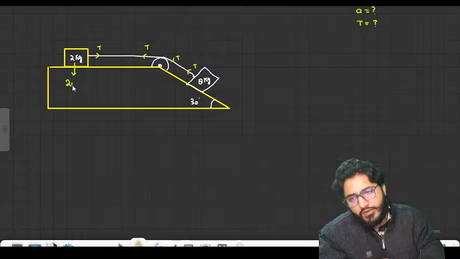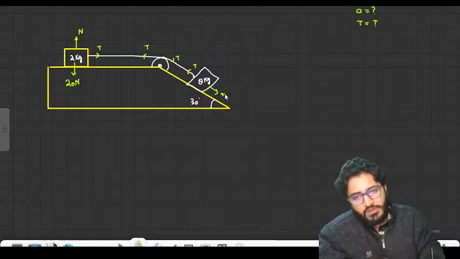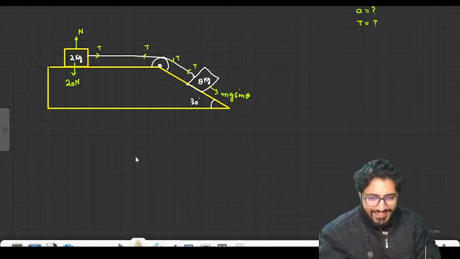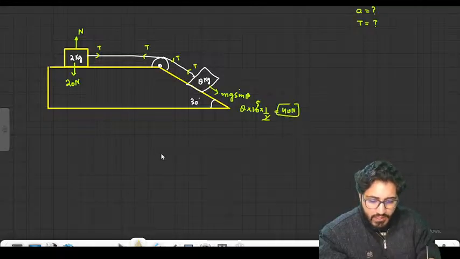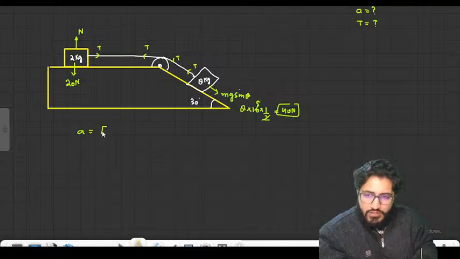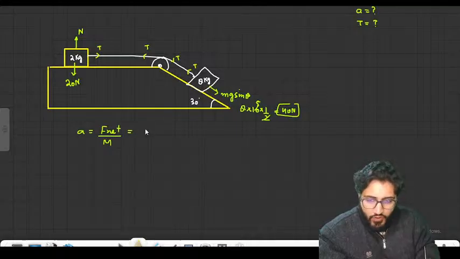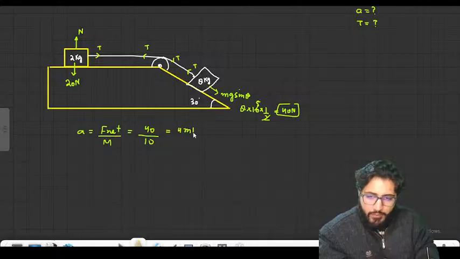FBD. 20 Newton downwards. There will be normal, no issue. This one will be mg sine theta only. Done now. M is 8, g is 10, sine 30 is 1 by 2. 2 1s are 2, 2 5s are 10, 8 5s are 40, it is 40 Newton. Okay, what is acceleration? Net force divided by total mass. Net force is 40 only. 40 divided by mass 10. Acceleration is 4 meter per second square only.